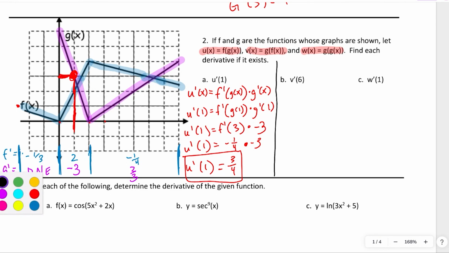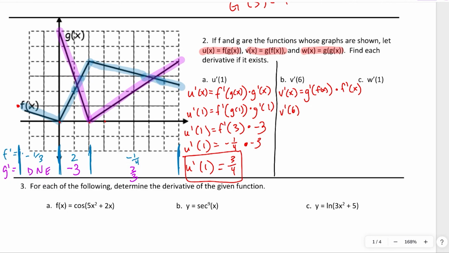For letter B, we're trying to find the rate of change of v when x is 6. So first let's find the derivative of v. V is g of f of x, so our derivative is going to be g prime of f of x times the derivative of f. Now if we want to evaluate that at 6, let's go back to the graph here, and I'm going to erase all these extraneous little points I have on here. X equals 6 is 1, 2, 3, 4, 5, 6. Here's where 6 is. So we're going to say g prime of f of 6 times f prime of 6.